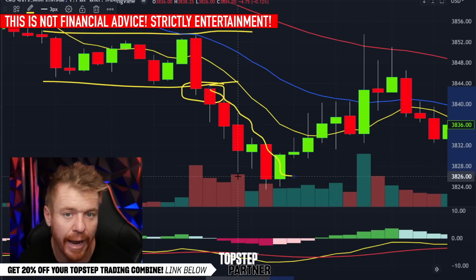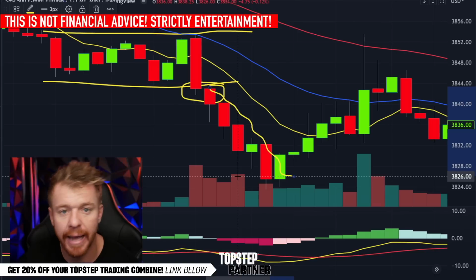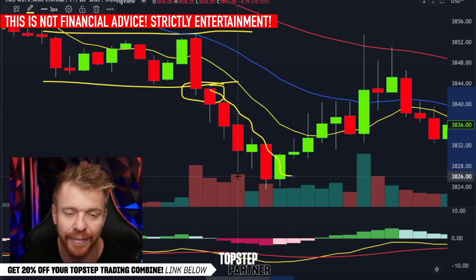So the opening range scalp, it's either the breakout or the breakdown. You can play it both ways. That's the great thing about futures. You don't care if it's long, if it's short, you're just trading the action.